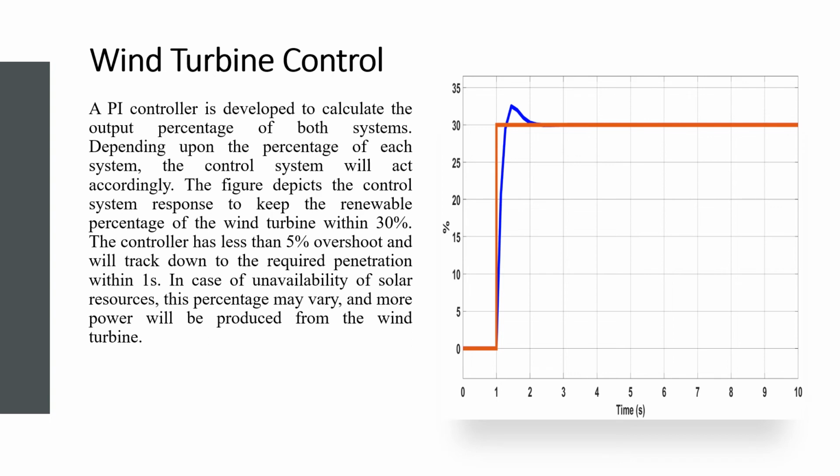This figure shows that when the penetration of the wind turbine goes beyond 30%, the control system will start responding, and the output percentage of the wind turbine goes down to 30% again within 1 second. The controller has less than 5% overshoot and is accurately tracking the penetration of the wind turbine. But in case of unavailability of the solar resources, the percentage may vary, and then the control system will allow the wind turbine to operate at more than the 30% level.